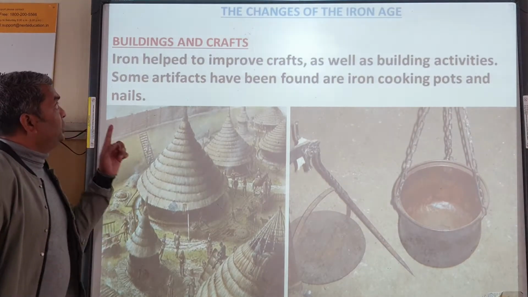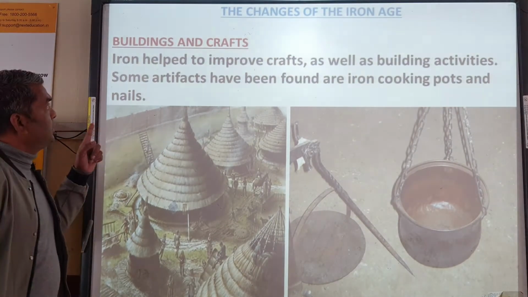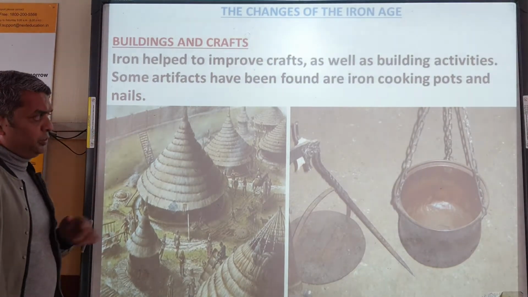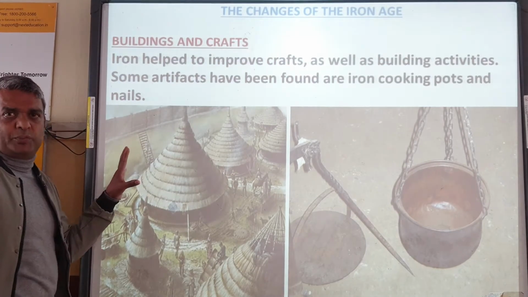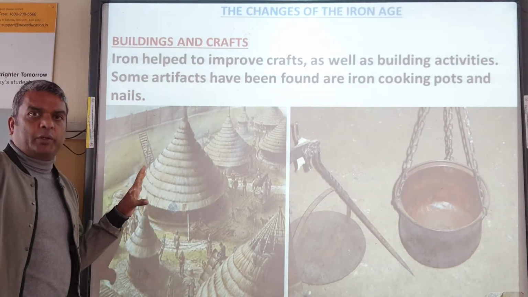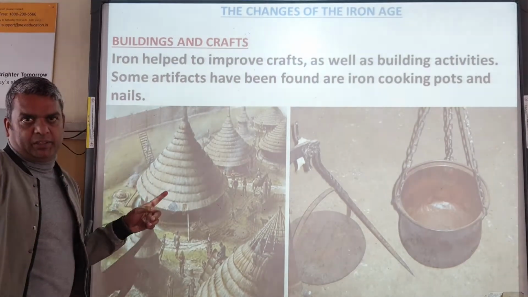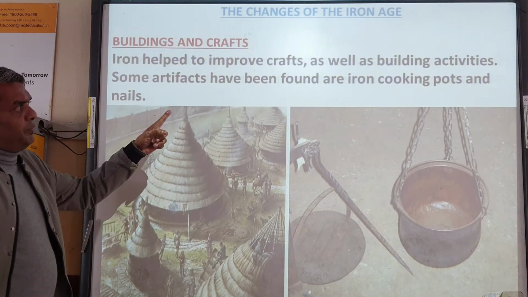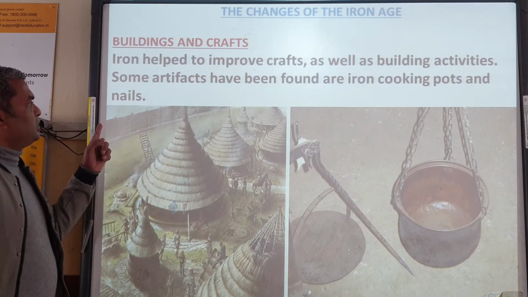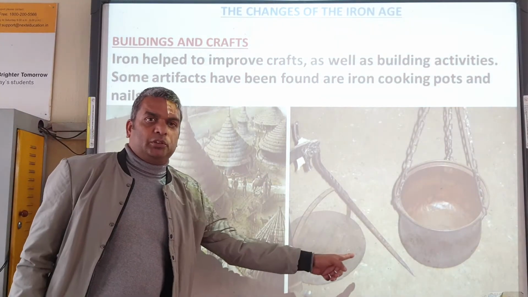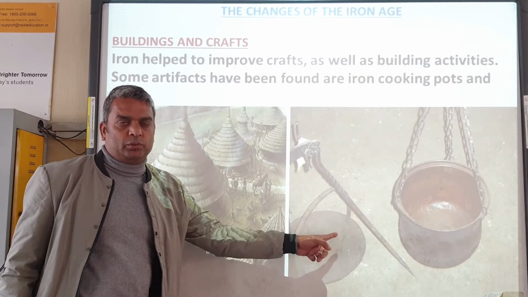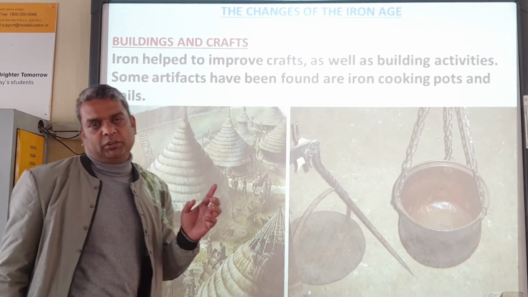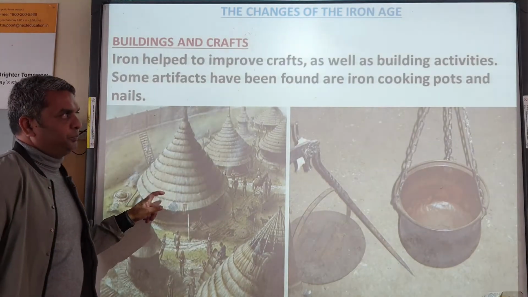Then the changes that took place in building and crafts. Iron helped to improve crafts as well as building activities. Here you can see in the beginning the villages were small. Now they started growing bigger and bigger, with better buildings. People lived better. Some artifacts that have been found are iron cooking pots and nails. Here you can see an image. Through these tools which were found, historians told us a lot about what happened during the Iron Age.